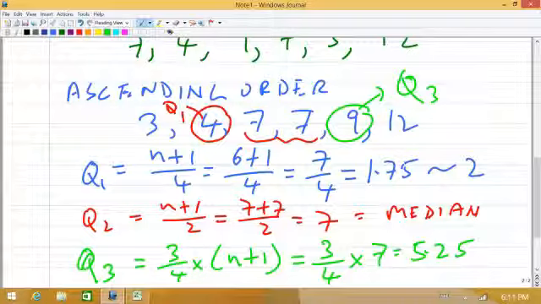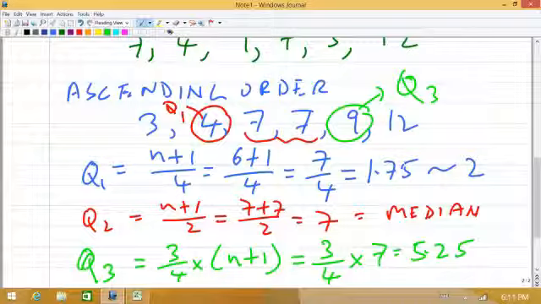Looking at this example, we are finding out that Q1 is approximately 4, Q2 is 7, and Q3 is 9.